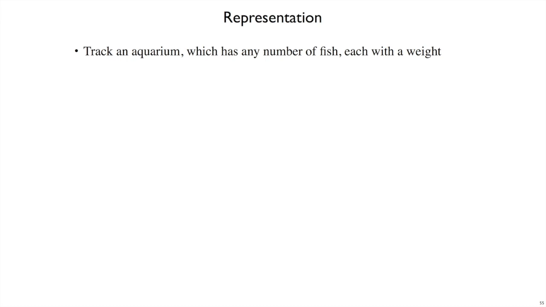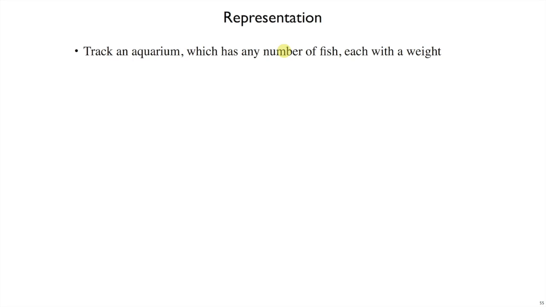As one more example, let's track an aquarium. Aquarium has any number of fish, and each fish has a weight. We don't care what color the fish is, what its name is, what kind of fish it is, just its weight. So for each fish, each individual fish, we can represent it as a number. But we can't represent the whole aquarium with just a number because there's multiple fish in there. And also it can't be a fixed data type of 3 items or 4 items because we said there can be any number of fish.